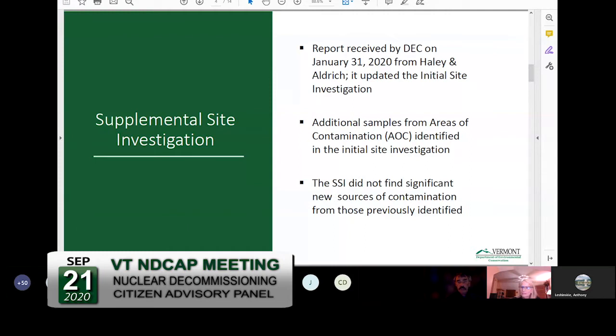The supplemental site investigation did not find anything significant new from those things that were previously identified. Just again, filled in some of the holes on the previous investigation.